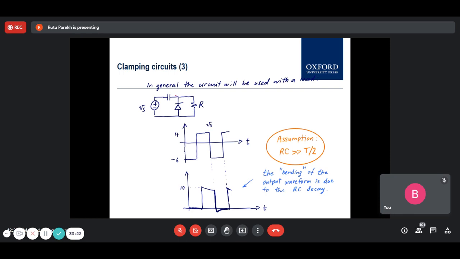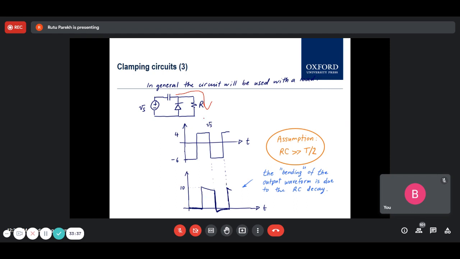So when the diode is open, the capacitor will get time to discharge. Actually your waveform will not be a straight line; it will be a little bit discharged like this way, and here also like this. So this is discharging, this is charging. And that's what is happening.